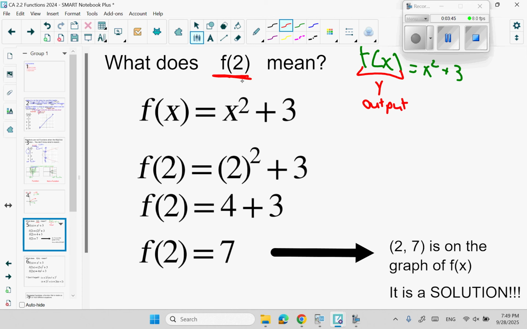Well, if I get this idea of f of 2 instead of f of x, what's the only thing that changed? Well, this x became a 2. So all that happens is we're going to plug in 2 for x. I'm going to plug it in everywhere there's an x, and I just solve. And this would be my output or my y value, and this is my input or my x value. So we get the coordinate of 2, 7.